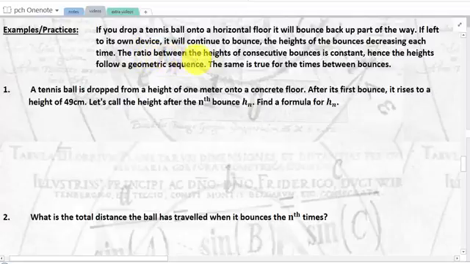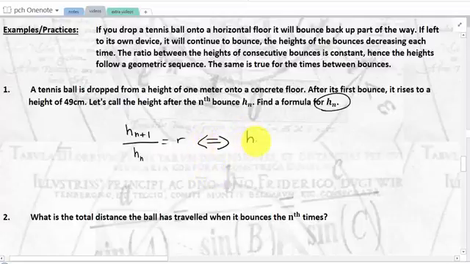The ratio between the heights of consecutive bounces is constant. Well, that means you're dealing with a geometric sequence, right? If the ratio between two consecutive bounces is constant, hn plus 1... Okay, so hn is the height after the n plus 1 bounce. So hn plus 1 over hn is constant. Let me call that r. Well, that would mean that hn plus 1 is equal to hn times r, and that's a geometric sequence, right?